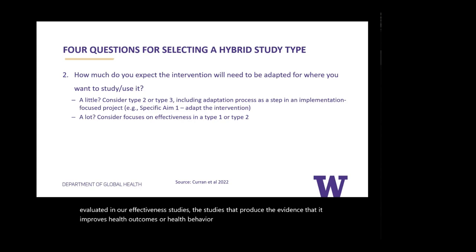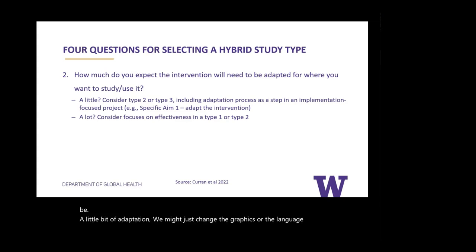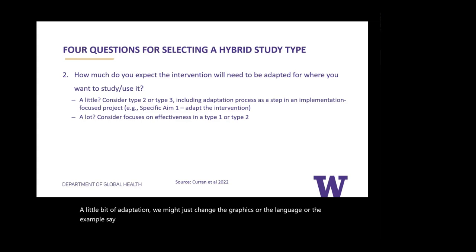So if we expect there's only going to be a little bit of adaptation, we might just change the graphics or the language or the examples, say in our patient education materials of some type, or make minor adjustments and so forth, then we might want to consider moving more into the type 3 space, or down at the type 3 end of the continuum.